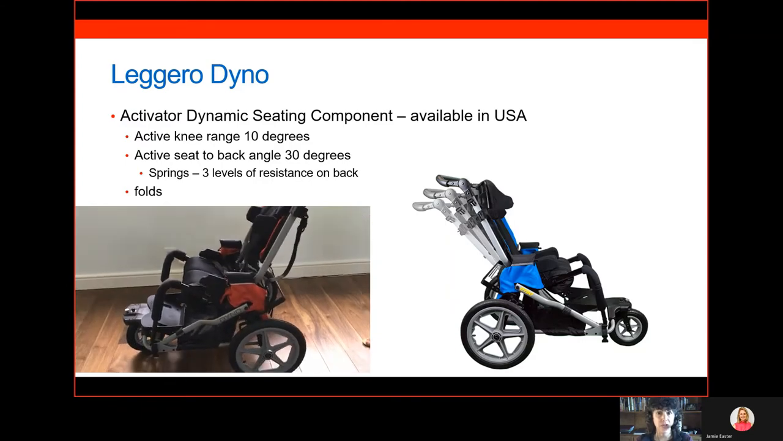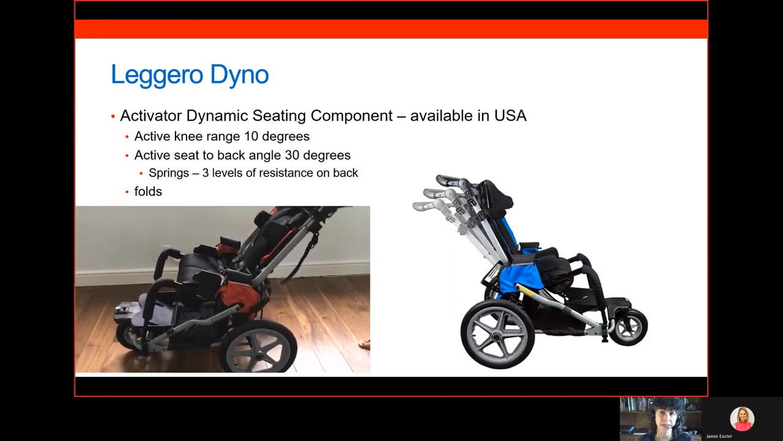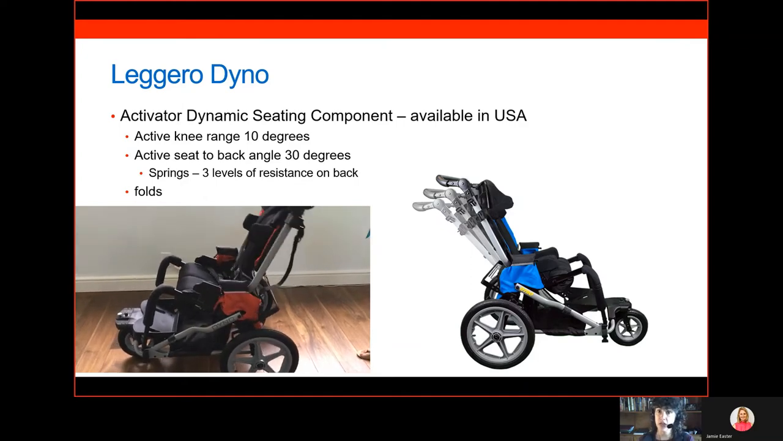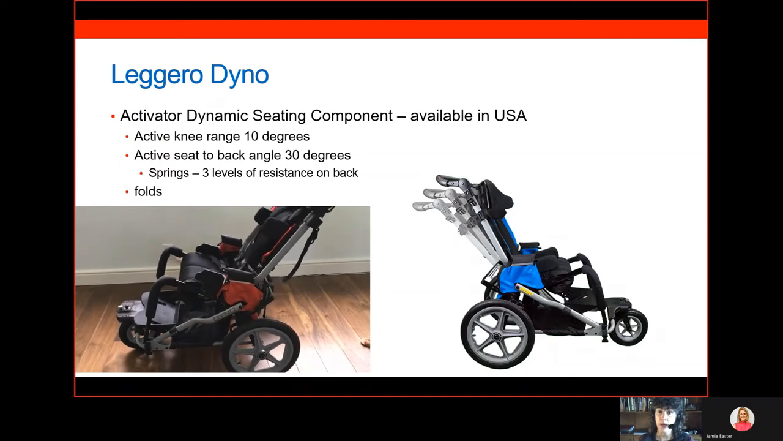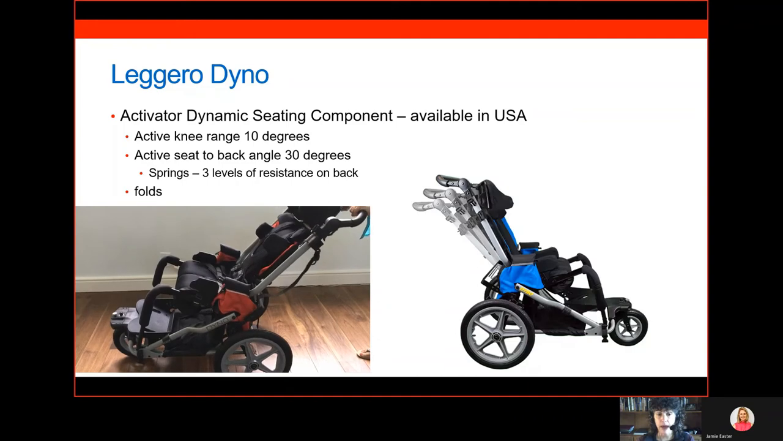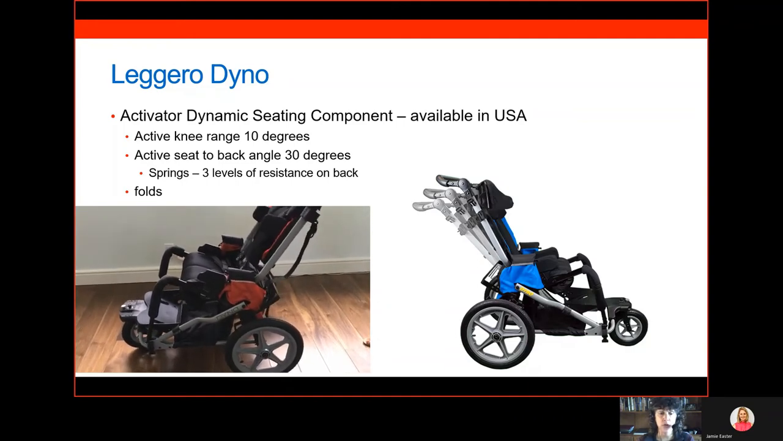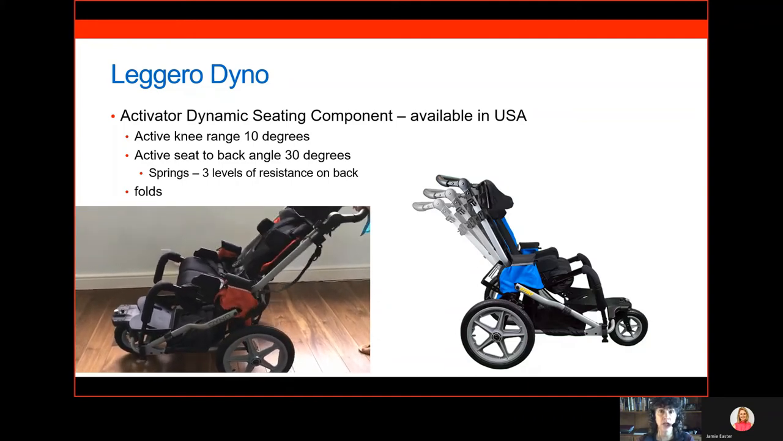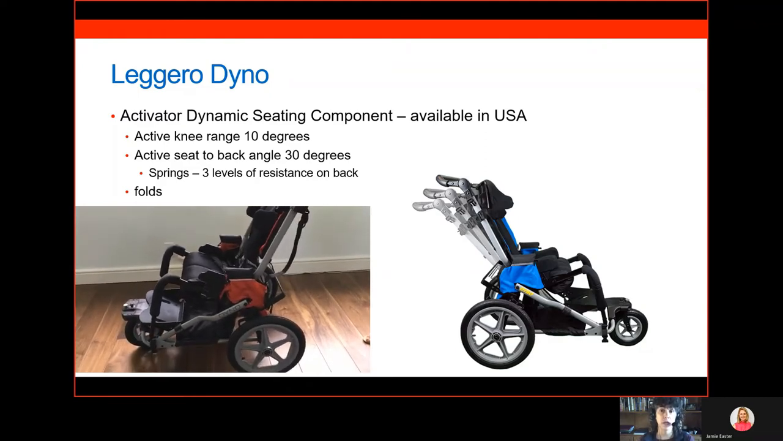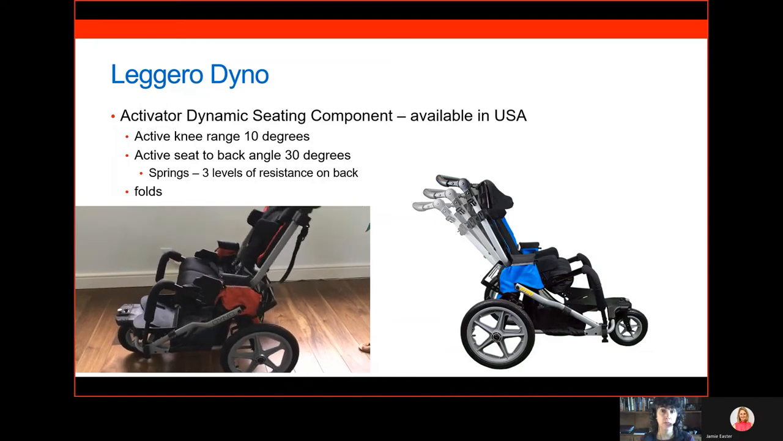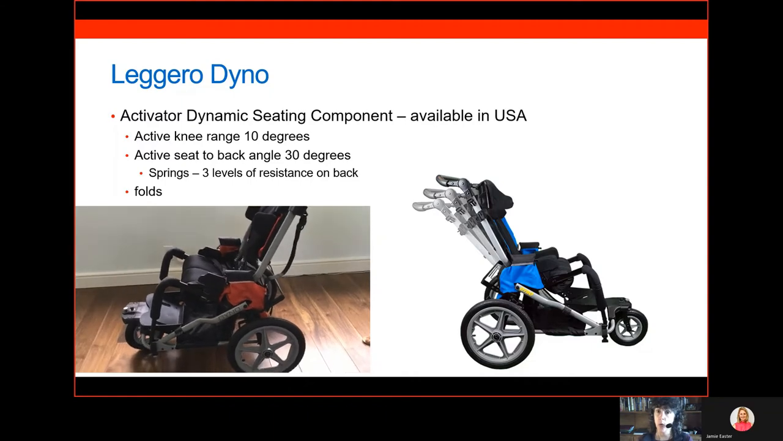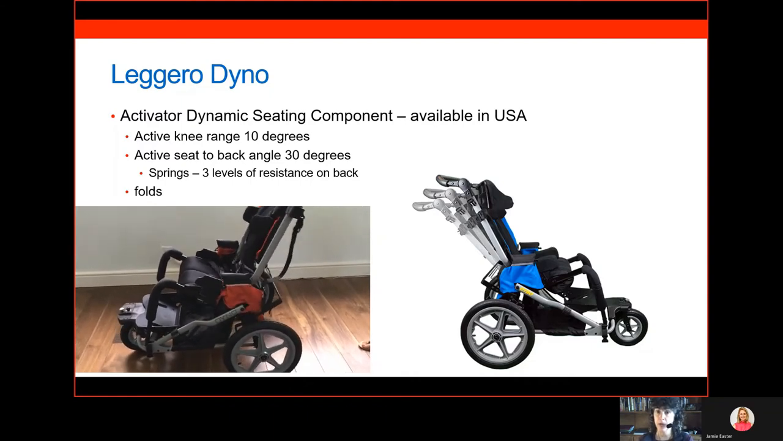One of the nice things about this system is it folds. Folding is something that often is not possible when using a dynamic back. Now, this is obviously an adaptive stroller and will not meet all of our clients' positioning needs. As this back is extended, you can see that the rear portion, the posterior portion of the seat, is raising, and that's in an effort to keep the alignment of the pelvis throughout the movement of the dynamic component. It works similarly to an older, now discontinued dynamic option, the Kids Rock.